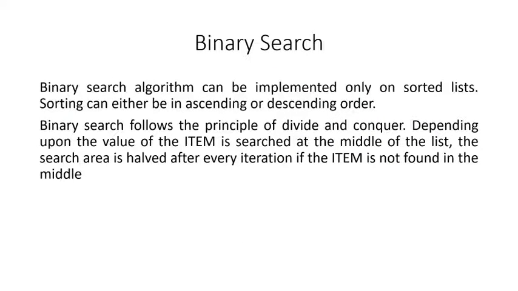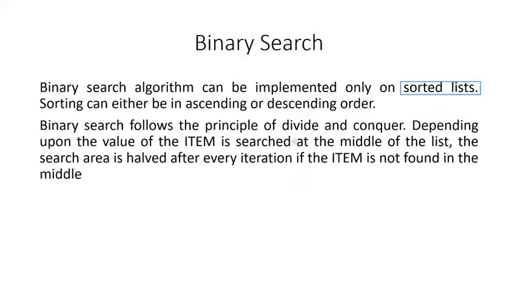The binary search algorithm is a very efficient algorithm, and it is much better than the linear search algorithm in terms of performance. But it has a few limitations as well. A binary search algorithm can be implemented only on sorted lists. So this is the biggest issue with the binary search algorithm. It can only be implemented if you are given a sorted list. Now that sorted list can be in ascending order or descending order, it does not matter, but the list has to be sorted.